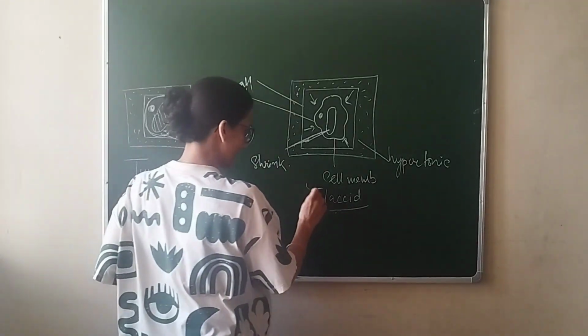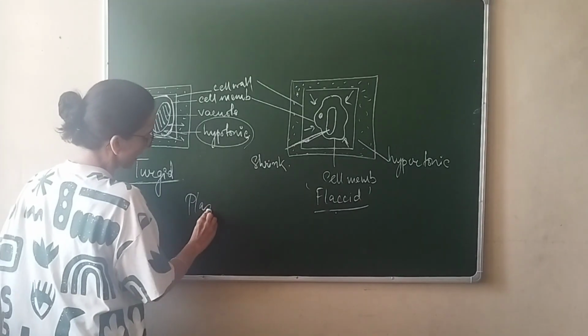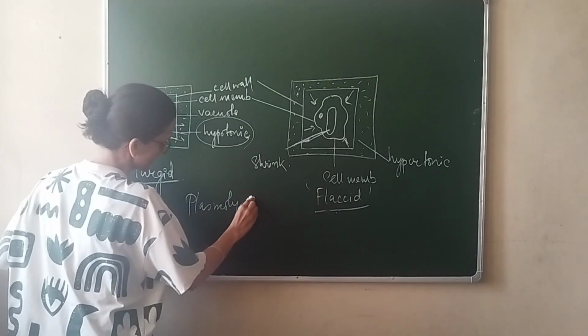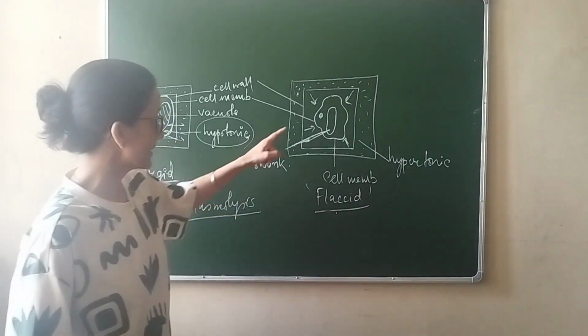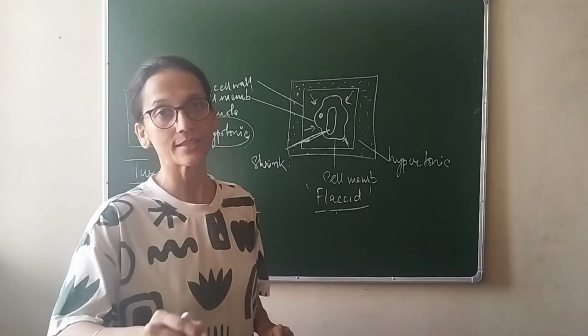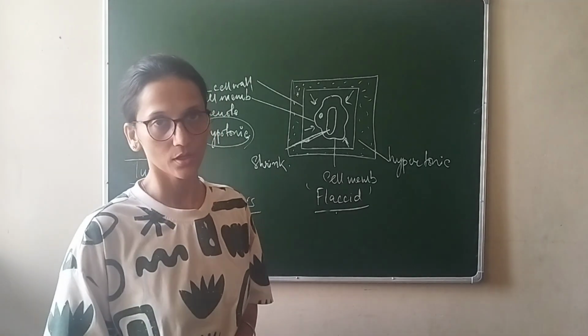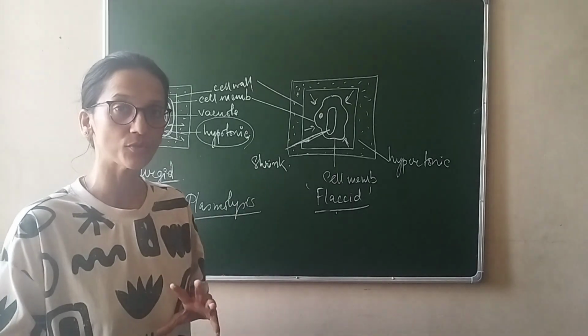The flaccid condition is caused by the phenomenon known as plasmolysis. So what is plasmolysis? It is the phenomenon where the cell membrane shrinks away from the cell wall when a plant cell is kept in a hypertonic solution. Then what is flaccid? They sound quite similar. They are actually similar.